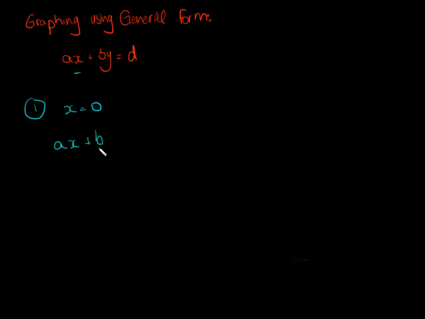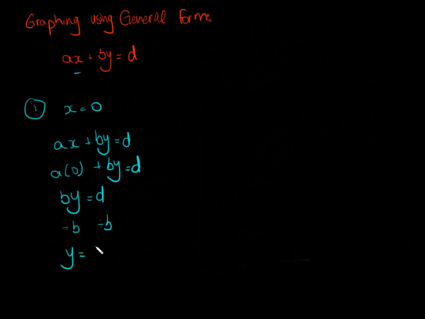So ax plus by equals d, and x equals 0. So a times 0 plus by equals d. Anything times 0 is 0, so that just gives us by equals d. Now if we divide both sides by b, we get y equals d divided by b. And that is our y-intercept, the c, as I showed you before in the gradient intercept form.